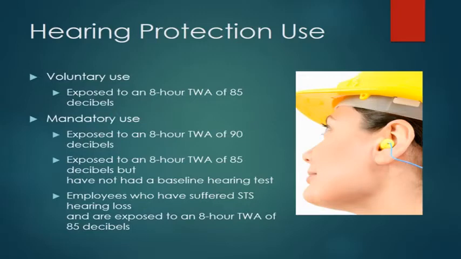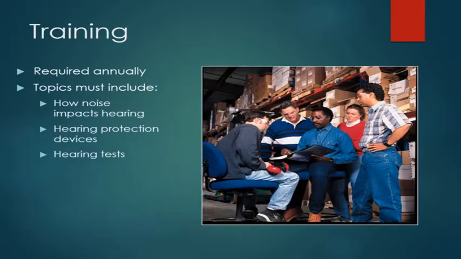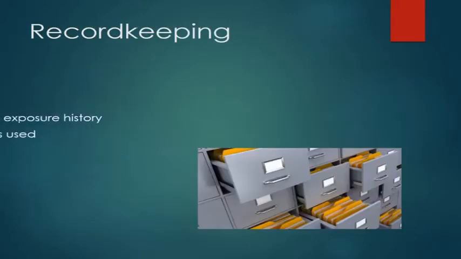Hearing protection use. Voluntary use is that for people exposed to an 8-hour time-weighted average of 85 decibels, they can choose to wear hearing protection. Mandatory use is if you're exposed to an 8-hour time-weighted average of 90 decibels or more. Training. Training is required annually, and topics must include how noise impacts hearing, hearing protection devices, and hearing tests.